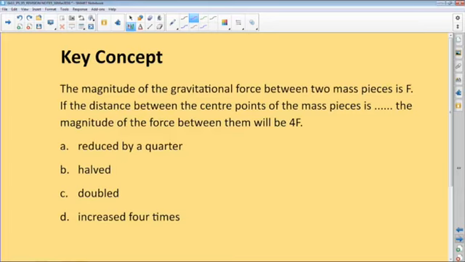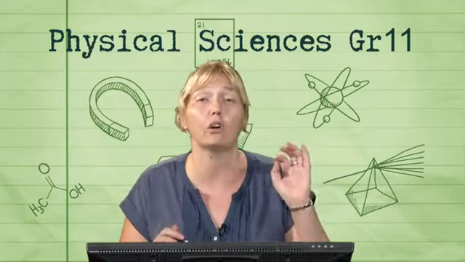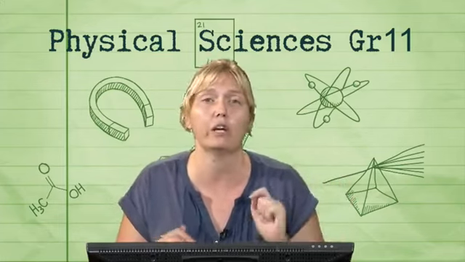The magnitude of the gravitational force between two mass pieces is F. If the distance between the center points of the mass pieces is changed, and now we don't know what's happened to it, the magnitude of the force between them will be 4F. So what happens to the distance between the center points of the mass pieces? Are they reduced by a quarter? Are they halved? Are they doubled? Or are they increased four times? I'm going to give you this to help you answer the question. Again, you've got one minute. Answer the question starting now.